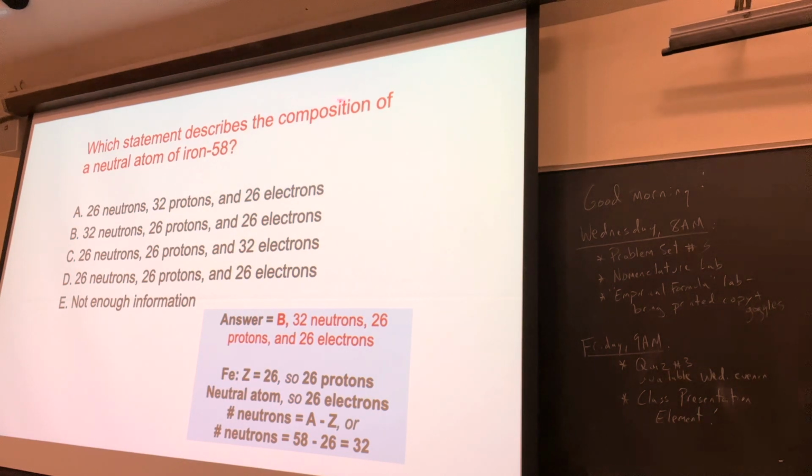So neutral means protons and electrons are equal. Protons comes from the atomic number on the periodic table. So 26 is protons and electrons. And then there's no direct neutron number, but top number minus bottom number will give you number of neutrons. Questions on that? Cool.